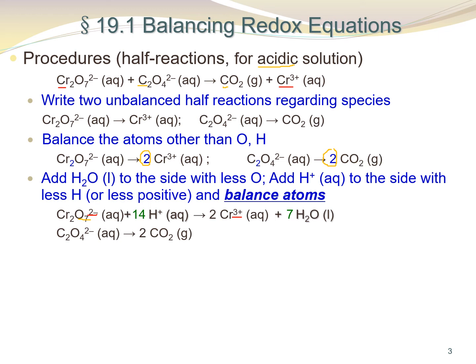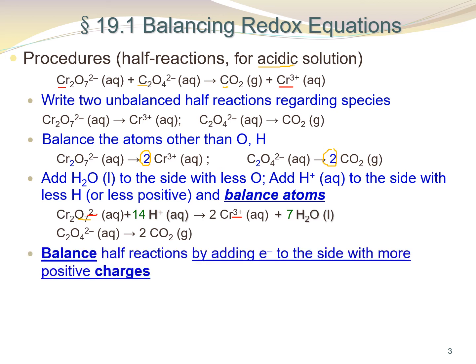Chromium, oxygen, hydrogen, carbon. They're all balanced in their own half reactions. What's the next step? The next step is to balance the half reactions by adding electrons to the side with the more positive charge.